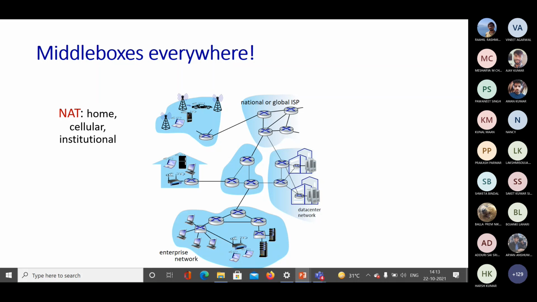Okay, so in the internet, we have middle boxes everywhere. One example is NAT. You can have it in your home network, in cellular networks, and in institutional networks also.